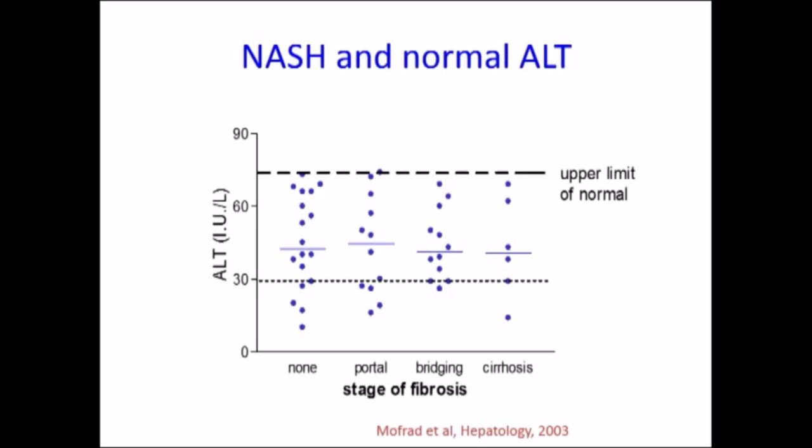Similarly, we published some years ago, more than 10 years ago now, about NASH and normal liver enzymes. At that time, our lab upper limit of normal used to be about 60, because of the methodology issues I talked about. But you can see that all the way to cirrhosis, we had people with persistently normal liver enzymes who actually had cirrhosis. So normal liver enzymes do not always mean that there is no liver disease.